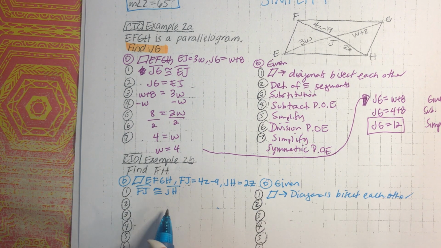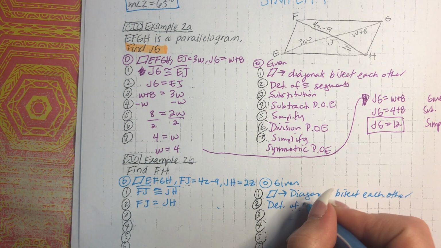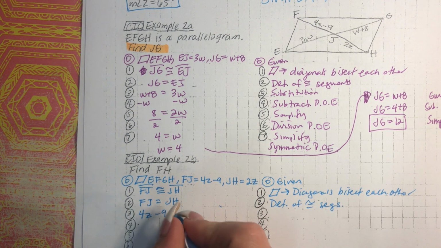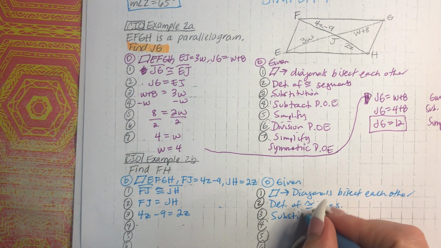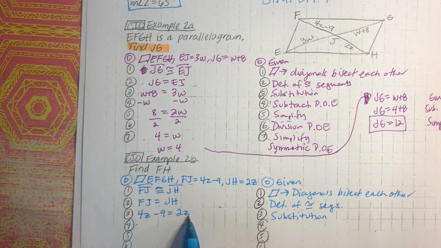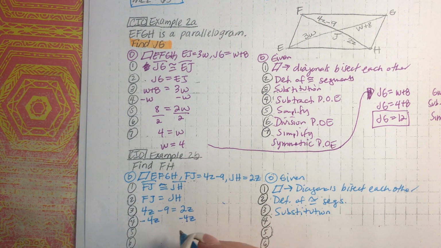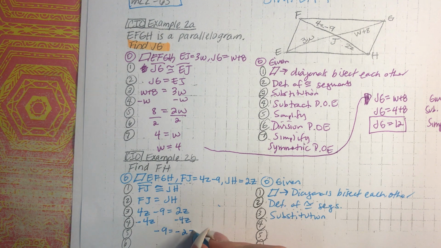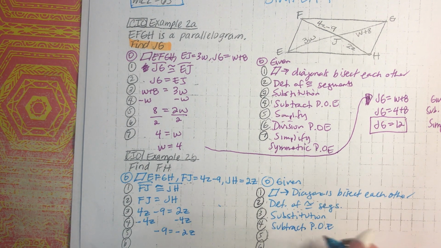Okay, then we need to change this, right? So FJ is equal to JH, definition of congruent segments. Then we substitute in, so 4Z minus 9 equals JH, which is 2Z. Okay, substitution. We want to get the Z's, we want to figure out what Z is. Usually I move the smaller, but this one's already on this side by itself, so I'm going to move this one over. I'm going to subtract that. That cancels. We're left with negative 9 equals 2Z minus 4Z, which is negative 2Z. So what was that? Subtraction property of equality, and then simplify.